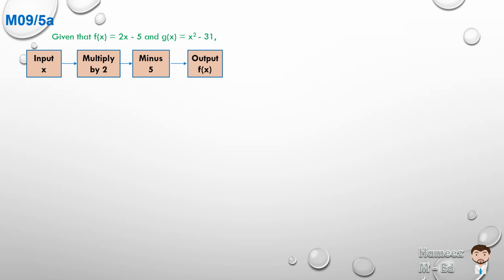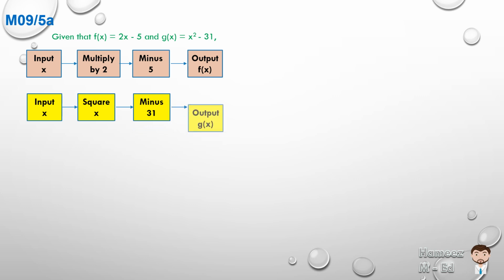And similarly, we can do the same for g of x. Let's consider the input. Anytime we're looking at the input, we call that x. And then we square x. And whatever answer we get, we then minus 31. And that will be our output, g of x. We can't use the same letters because we want to differentiate between one function and another.